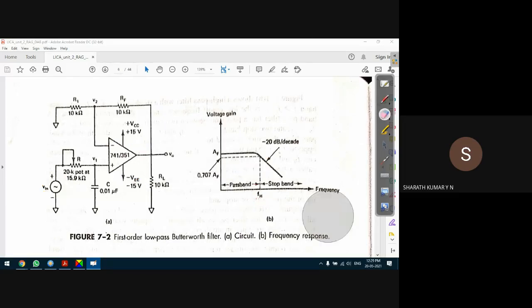For a low pass filter, the gain reduces at 20 dB per decade. Since the gain decreases at a rate of 20 dB per decade, it is represented as minus 20 dB per decade, and hence it is a first order low pass filter. It is allowing only low frequency signals to pass through it. Very simple.